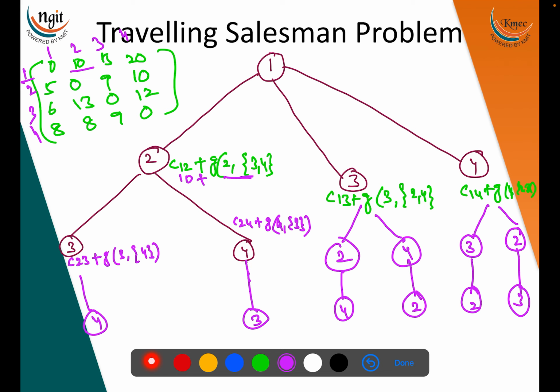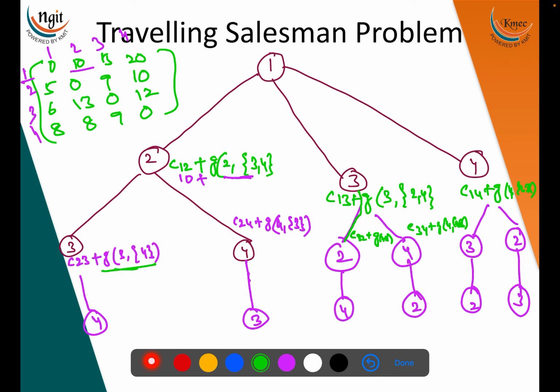Now write down the formulas. So at 4 the formula is this. Now you can write the formula at 2. At 2 the formula is the cost of the 3 2 vertex. Now write down C32 plus G of 2 comma 4. At 4, C34 plus G of 4 comma 2 3. Now if you see this also, it is not solved.